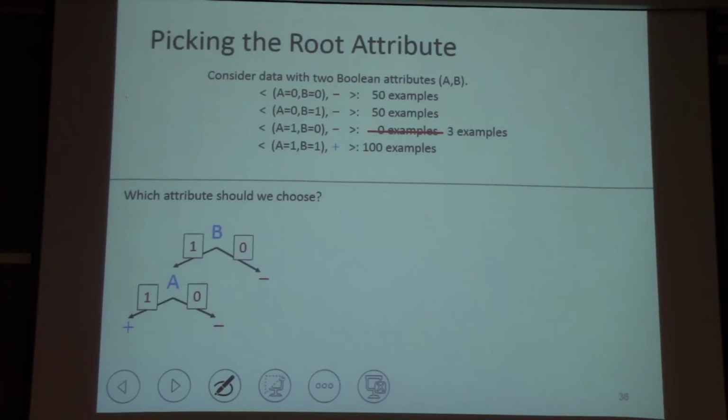So let's say I pick B. You get a tree, and you should go back and convince yourself that I'm not lying to you, and this tree is actually going to label the points correctly. If you split on A, you get a different tree that basically has the same number of nodes and edges. So these two trees are identical, structurally at least.